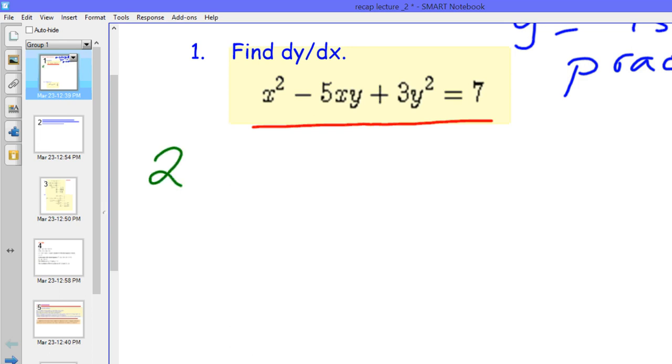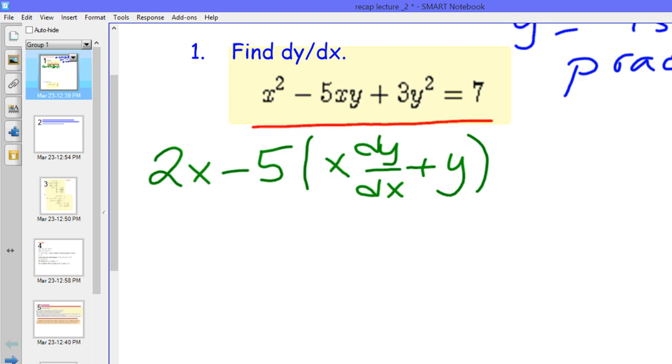So our first term's derivative would be 2x. Then I'm going to think of the next term as negative 5 times the product of x times y. To take the derivative there, I'm going to think of the product rule: first, derivative of second, plus second, times the derivative of the first. The derivative of x would just be 1 because we're taking the derivative in terms of x. X is the independent variable. And then we've got 6y, and dy dx because y is thought of as a function of x.